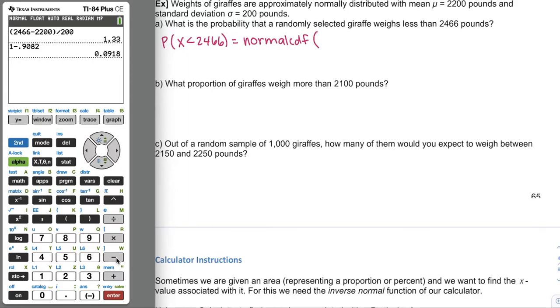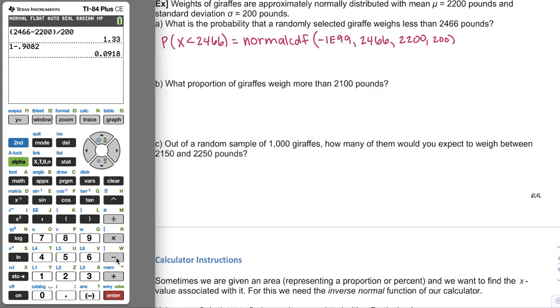In this case, the lower bound is actually negative infinity, but there is not a negative infinity button on the calculator. So what we do is we type in the smallest negative number the calculator can handle: negative 1E99, which is scientific notation for negative 1 times 10 to the 99th power, a very, very large negative number, and that's our standard stand-in for negative infinity. The upper bound is 2,466. The mean is given, 2,200, as is the standard deviation.